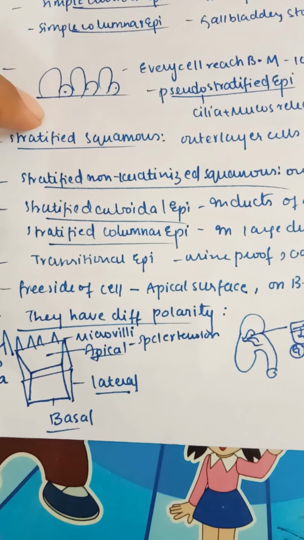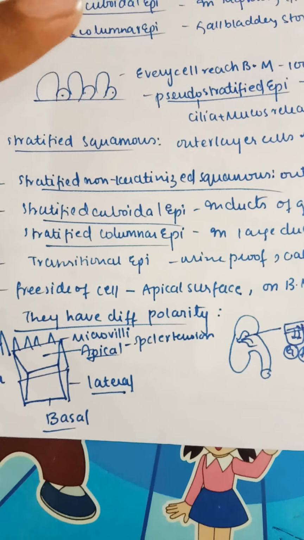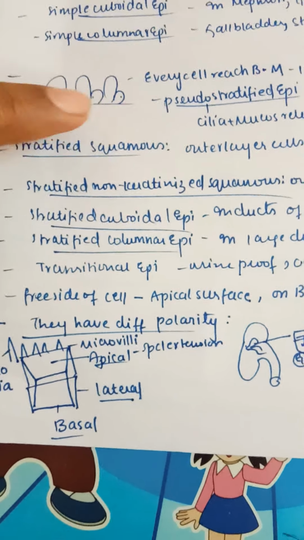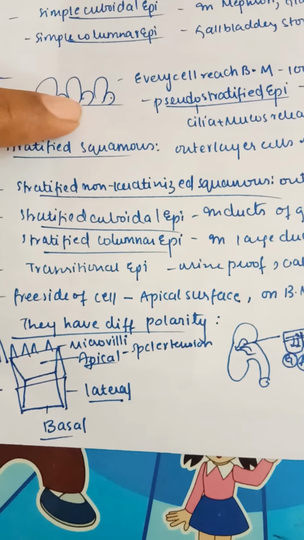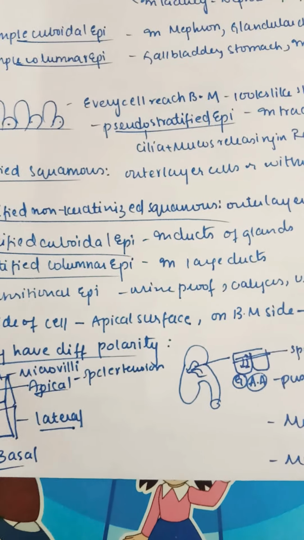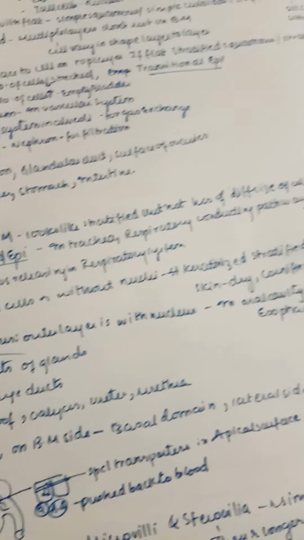Here the cells are present on a single layer, that is, they are directly attached to the basement membrane. But as you can see, some cells are taller and some are smaller, so they appear like a multi-layer. So these are known as pseudo-stratified epithelium. Every cell reaches the basement membrane, but it just looks stratified because of the different sizes of cells.